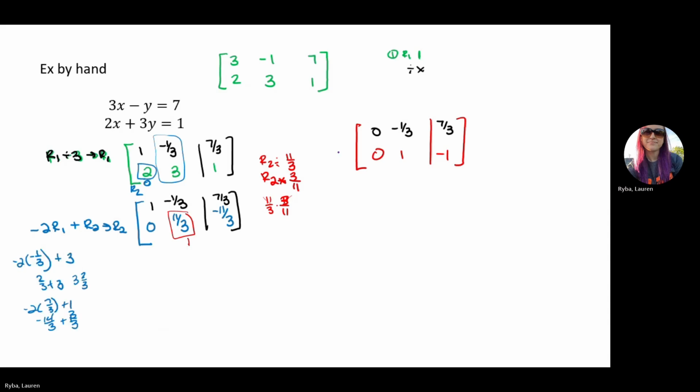Okay. Last step is to turn this into a, oh my goodness, hold on, that's a 1, not a 0. Turn this into the 0. So I'm going to multiply by the opposite. So I'm going to multiply by positive a third. So row 2 times positive a third added to row 1.